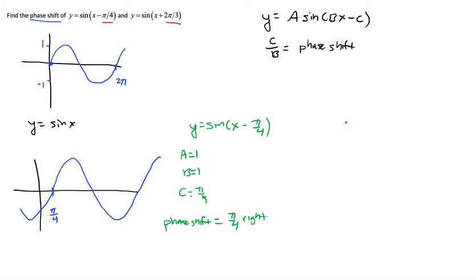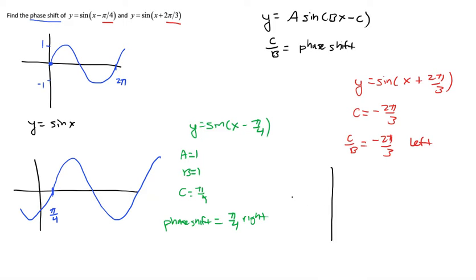What about this one here? y equals the sine of x plus 2 pi over 3. Once again, a is equal to 1 and b is equal to 1. c is equal to negative 2 pi over 3. You have to be careful with the signs once again. So c over b, or the phase shift, is in this case just negative 2 pi over 3. But remember, that means we go to the left. So our phase shift will be to the left.